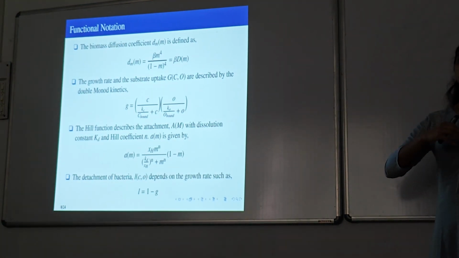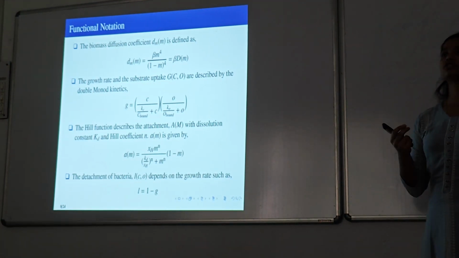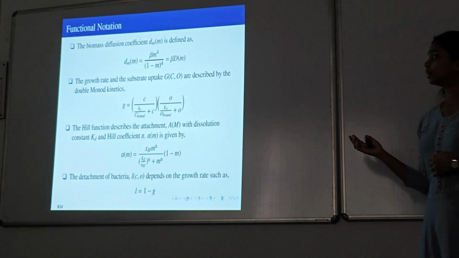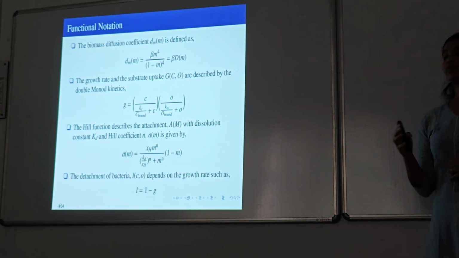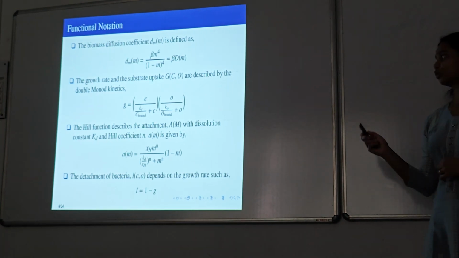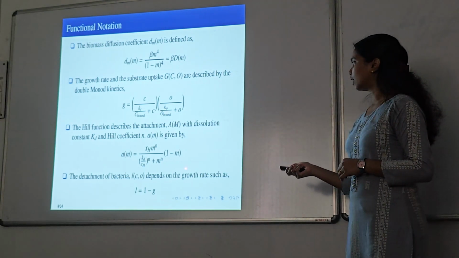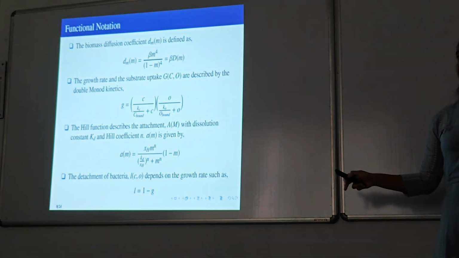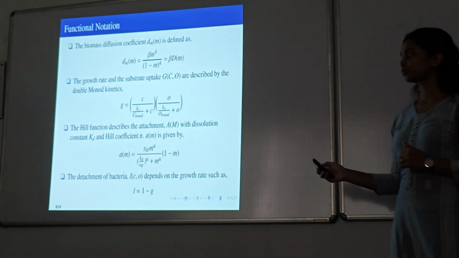We don't want the pipelines or any implants inside our body to have biofilm grow so fast. So this term, 1 minus m, is actually restricting. Once it hits the maximum, it will stop. The attachment process will stop.